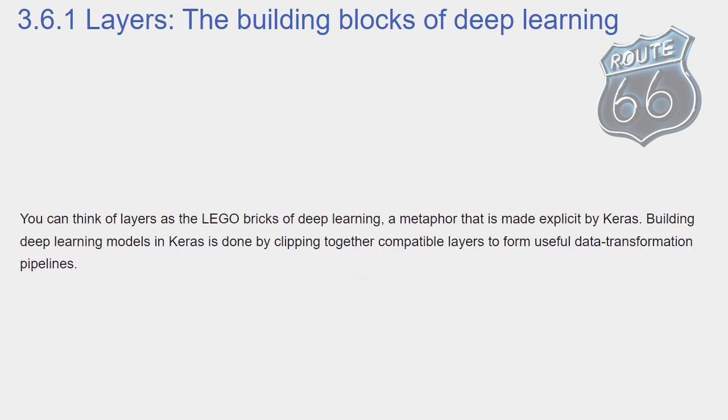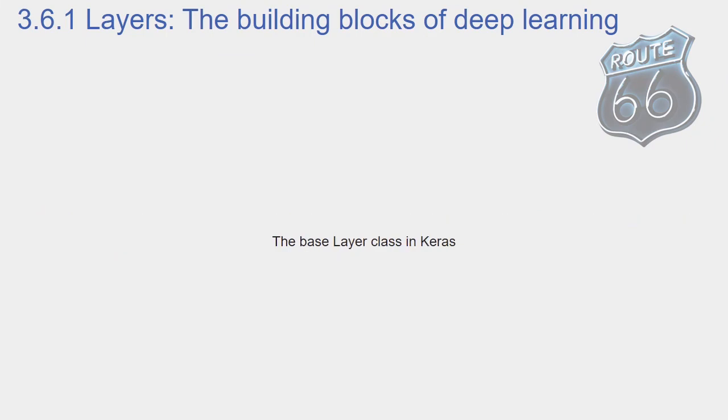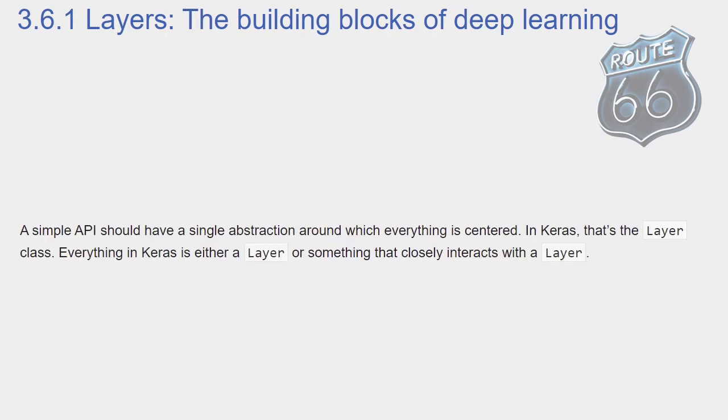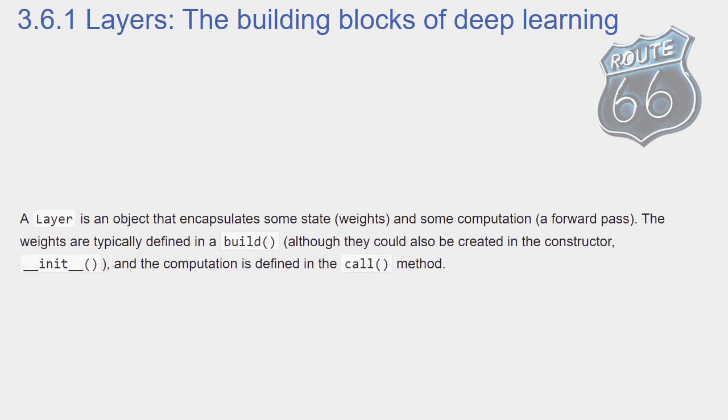You can think of layers as the Lego bricks of deep learning, a metaphor that is made explicit by Keras. Building deep learning models in Keras is done by clipping together compatible layers to form useful data transformation pipelines. The base Layer class in Keras: a simple API should have a single abstraction around which everything is centered. In Keras, that's the Layer class. Everything in Keras is either a Layer or something that closely interacts with a Layer.